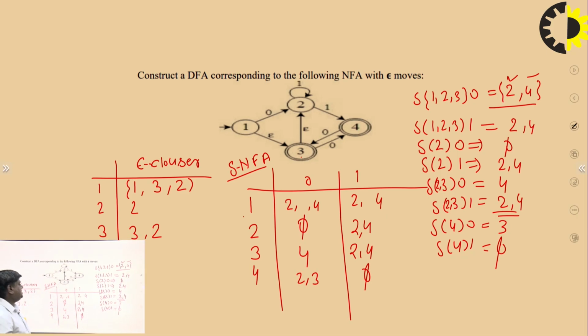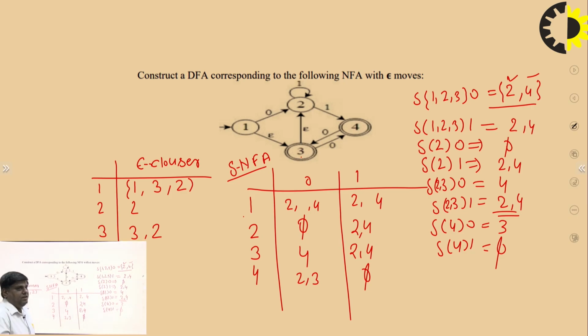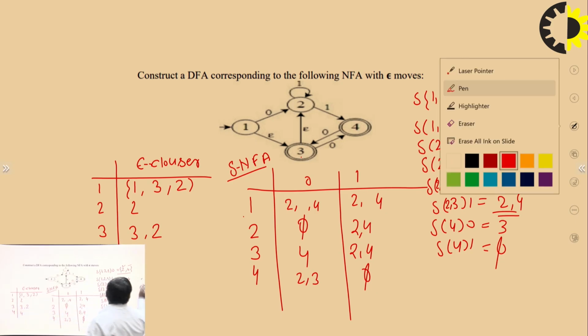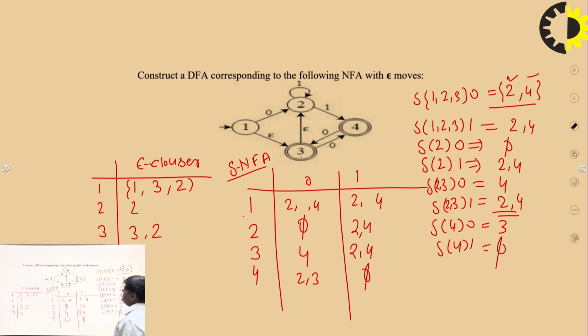Now this is the transition table of the NFA, and any transition table of an NFA can very easily be converted into a DFA. How can we convert? We follow the same approach.